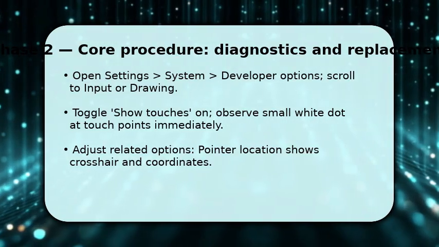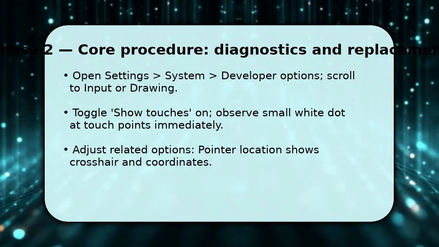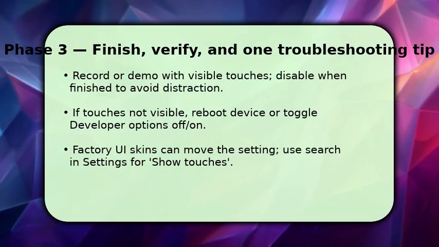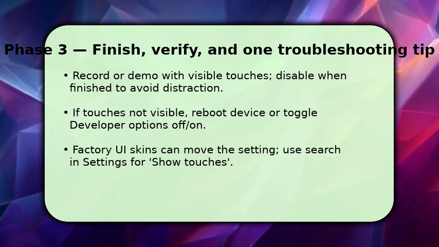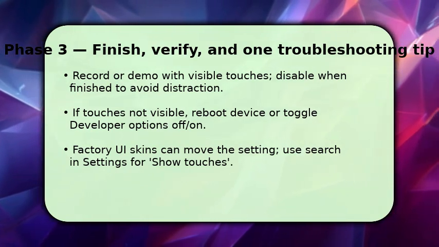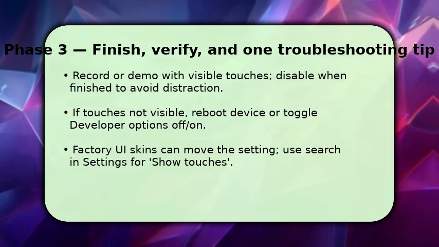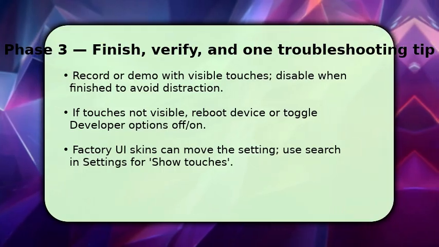To finish, run your tutorial or recording and verify touches appear across apps, then turn the feature off when done to prevent distraction. If touches fail to show, try a quick reboot, then re-enable the toggle. This clears transient UI issues.